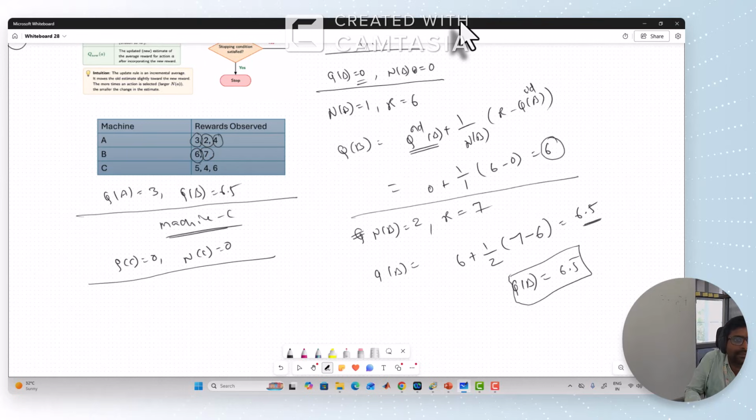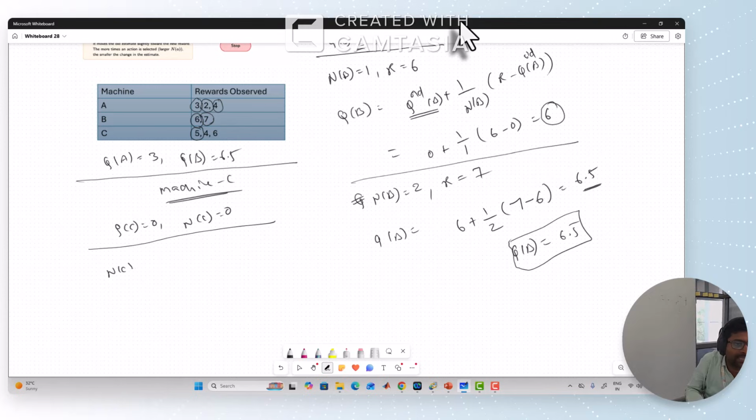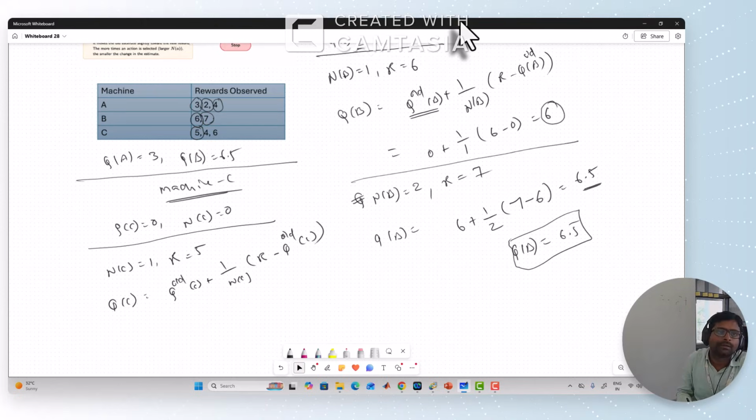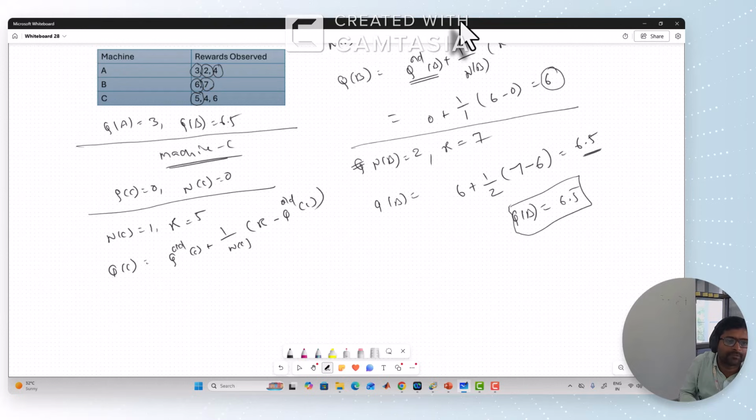Now I want to consider the first play reward. First play reward means n of c equal to 1, r equal to 5. Now you have to use the formula Q of c equal to old return value plus 1 by number of plays by the machine C into reward by the machine C minus old return value. For the first play, the old value is 0 only. So here you can write 0 plus 1 by 1 into reward value 5 minus old Q value 0. So you have 5.